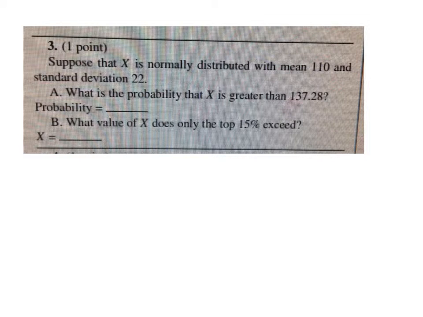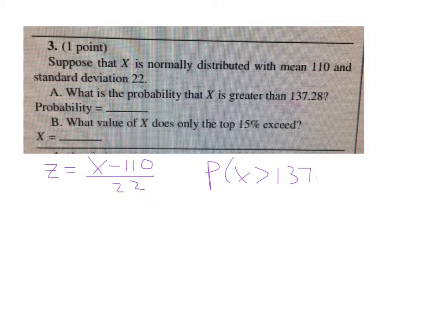So here's number 3. And this one's not too bad at all. X is normally distributed with a mean of 110 and a standard deviation of 22. If we're putting that into the z-score formula, it would look like this: X minus 110 over 22. And when it asks what's the probability that X is greater than 137.28, they're asking for the right-hand side of the curve.